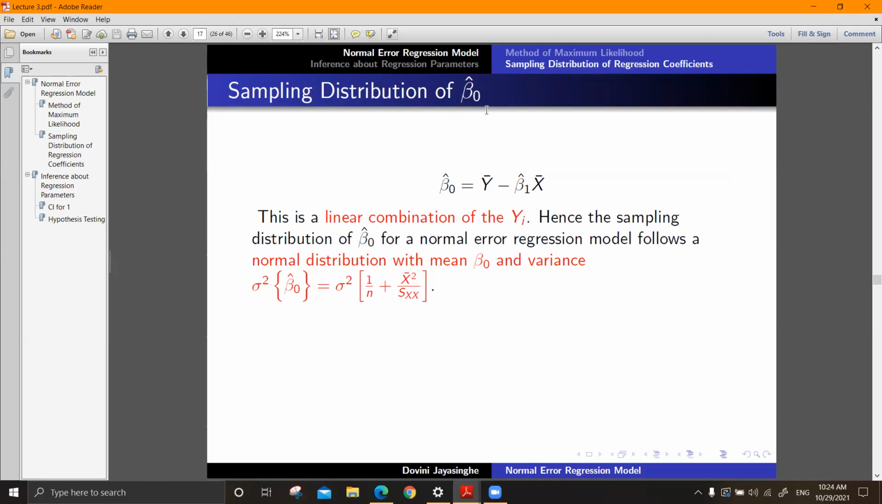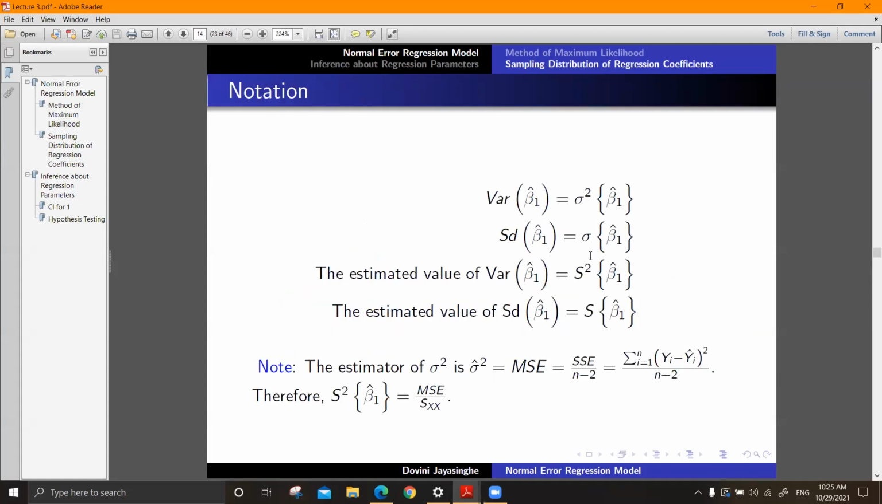Right. So sampling distribution of beta naught, it's equally important to know the sampling distribution of beta naught as well, in case you want to construct a confidence interval. But we usually do not perform hypothesis tests for beta naught because beta naught is the intercept term. So whether beta naught is there or not, model existence really depends on beta 1 because that is the one which is connected with X.